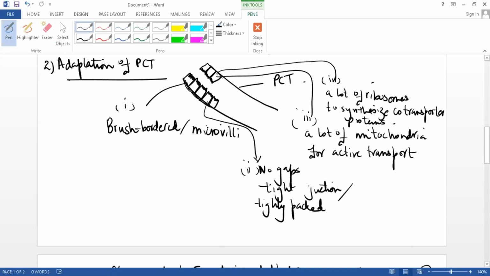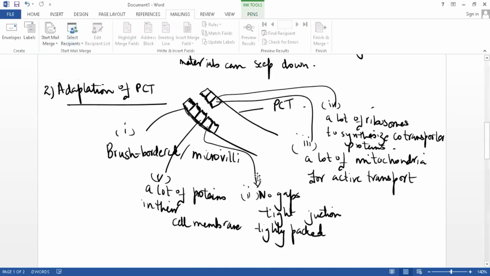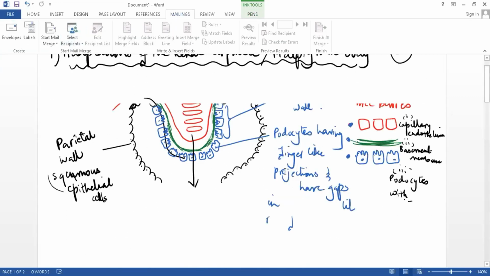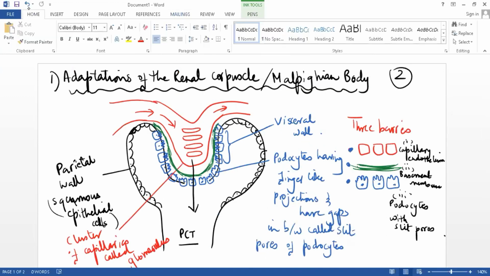These cells have a lot of proteins in their cell membrane for the process of transport and for the absorption of materials. So these are the adaptations of the cells of the proximal convoluted tubule. We will study in detail what these adaptations are, how they work, and how they help in the process of urine formation.